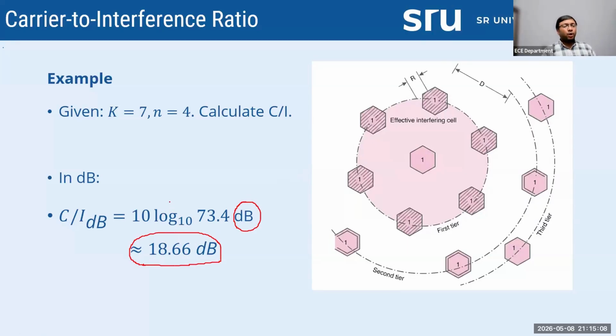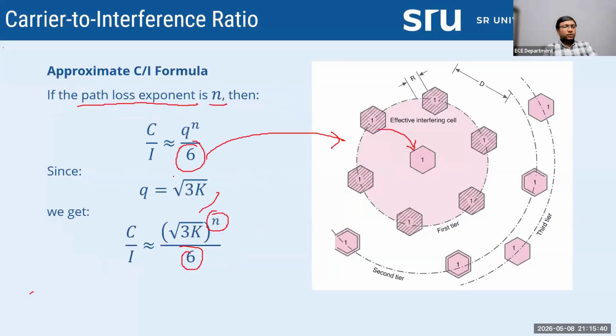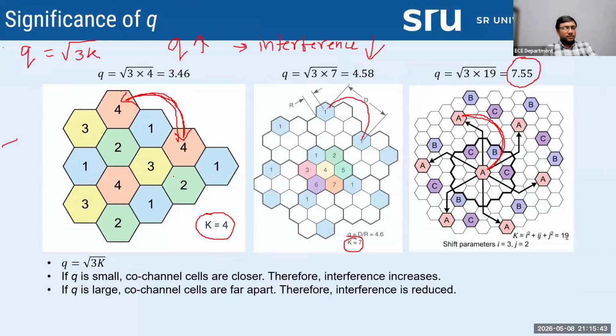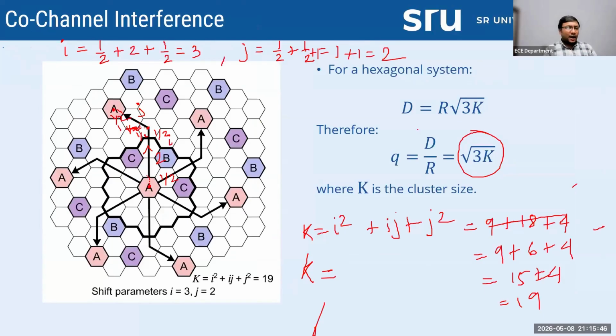So these types of problems are the important aspects from this calculation, where the cluster size is given and your path loss exponent is given, and you need to calculate C by I. Clear? So this is all about this unit 1. For your convenience, I'm just repeating that. So repeating means what? How to get the cluster size.